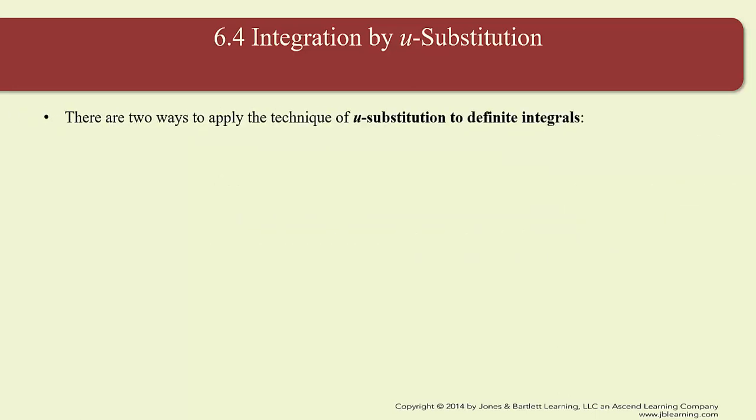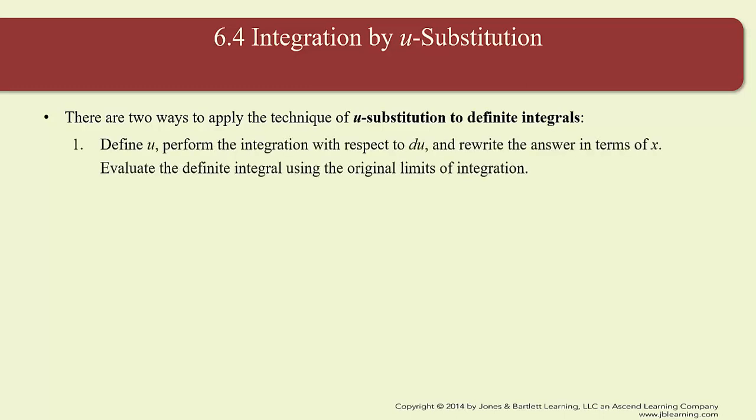All right, now we're getting ready to look at how we attack definite integrals when we've done a u substitution. There are two ways to do this. Route one: write down what you think your u sub is, do your u sub, perform the integration with respect to u, and then back substitute, rewriting the answer in terms of x. Then you can evaluate the definite integral using the original limits of integration.